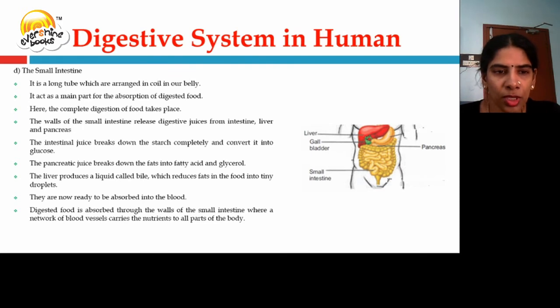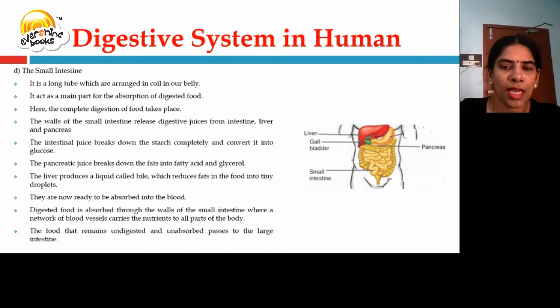Intestinal juice, that is from the intestine, breaks down the starch into glucose. Pancreatic juice from the pancreas will break down fats into fatty acids and glycerol. The liver secretes bile, which reduces fats in the food into tiny droplets, so that the pancreatic juice acts on these droplets and converts them into fatty acids and glycerol. Okay. Now the food is absorbed by the network of vessels.